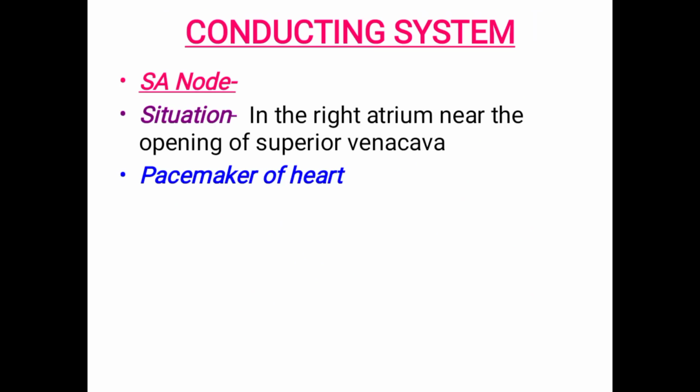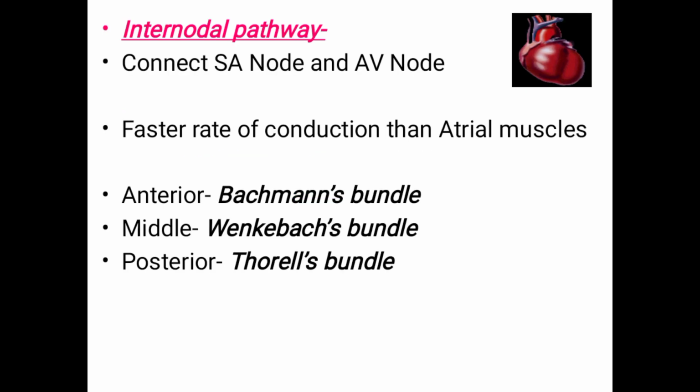If this is not clear, each point here explains the same thing I explained. The SA node is in the right atrium near the opening of superior vena cava, and you have to write this much, and that it is the pacemaker of the heart. Next comes the internodal pathway, which connects the SA node and AV node.